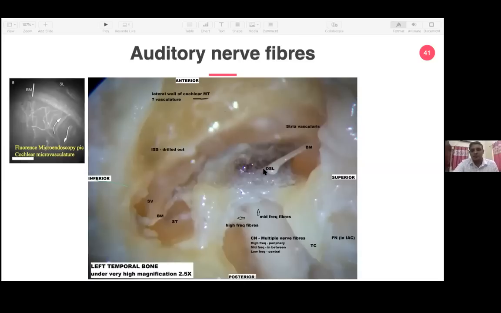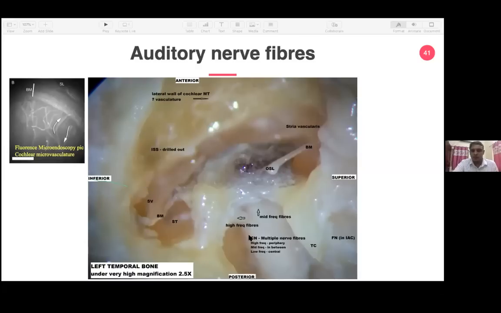This is again repeating what I have said. This is the modiolus here. This black thing is nothing but the end auditory nerve fibers or the neuroepithelium. This is the medial most portion between the scala vestibuli and the scala tympani. This is the osseous spiral lamina medially and the basilar membrane laterally here. Okay, this is how a partition looks.